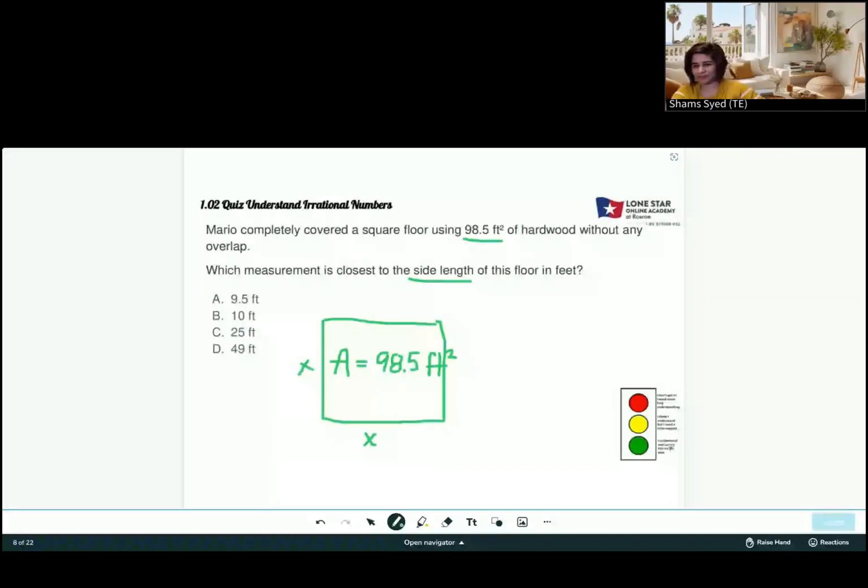Remember to use your calculator. In order to find the area of a square, if this was the side, I would do 9.5 squared, or I would do 9.5 times 9.5. And I'm going to see which answer gives me the closest area. Right? I can find out the area, and I'm going to see which one will give me the closest area. Would we divide or multiply?